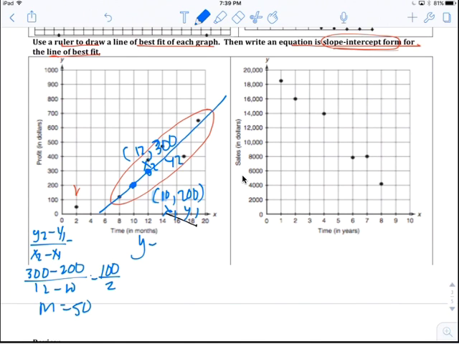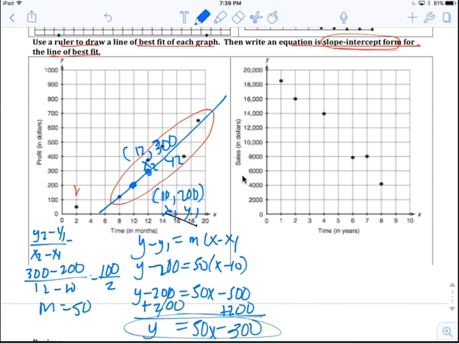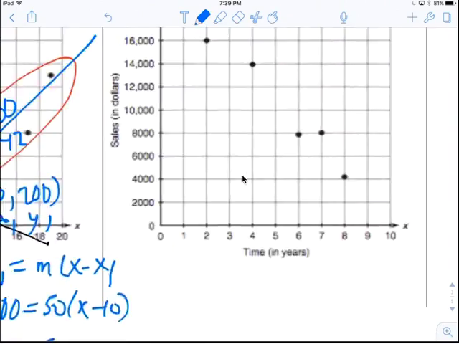So you do y minus y1 equals m times parentheses x minus x1. Y minus y1, which is 200, equals m, which is 50, times x minus 10. So y minus 200 equals 50x minus 500. You add 200, you get y equals 50x minus 300. That's your equation.